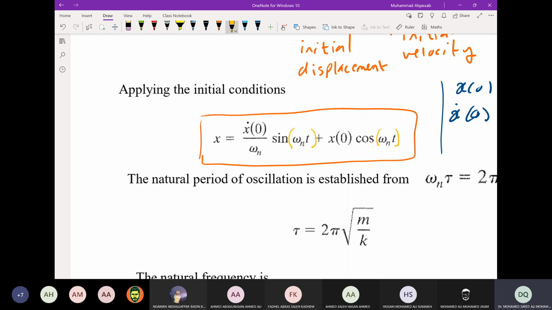Okay. Now this is okay. Next time I will talk about more things: the amplitude, and the amplitude of vibration. So next time I will talk about the amplitude.